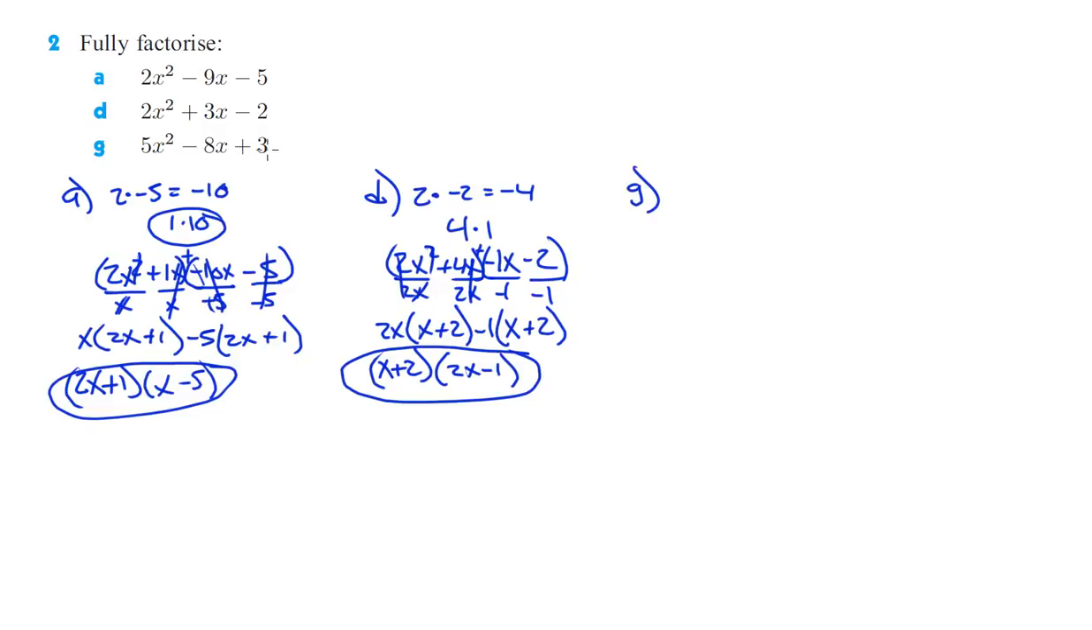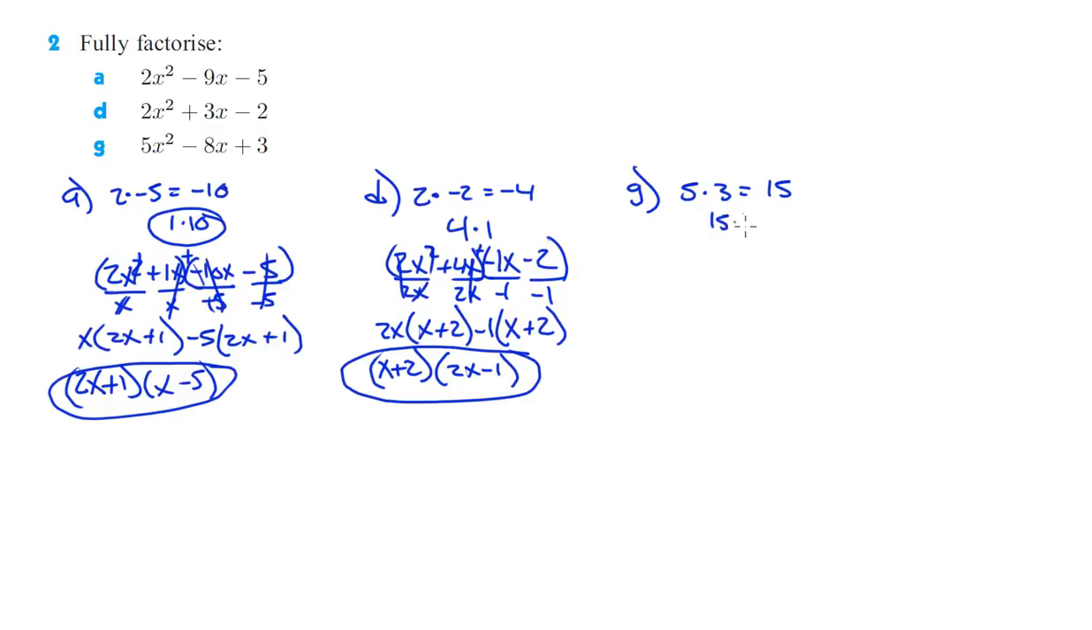Part G, 5, 8, and 3 don't have anything in common. So 5 times 3 is positive 15. So it's going to be the factors of 15 that add up to 8. Now I know that says negative 8. So officially it's going to add up to negative 8, but we're just going to find the factors of 15 that add up to 8 for now, and then I'll show you what we do from there.